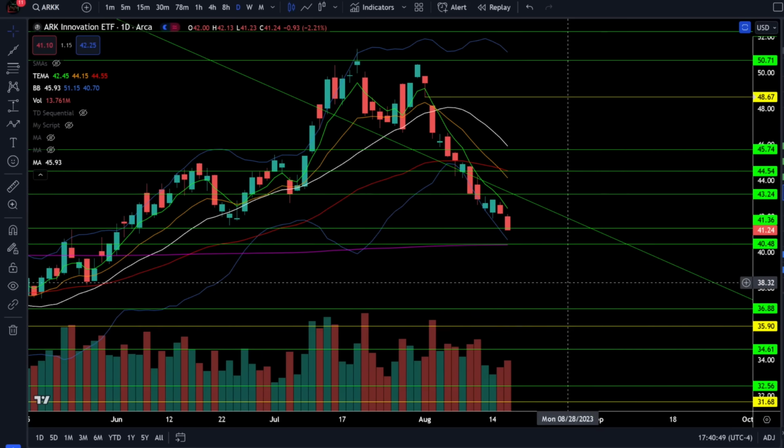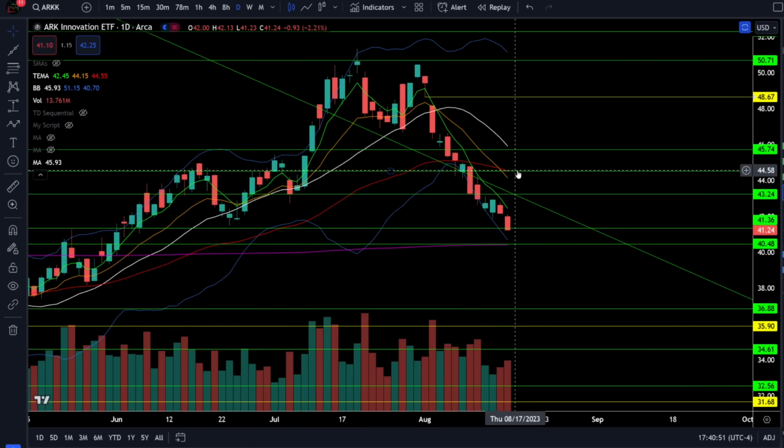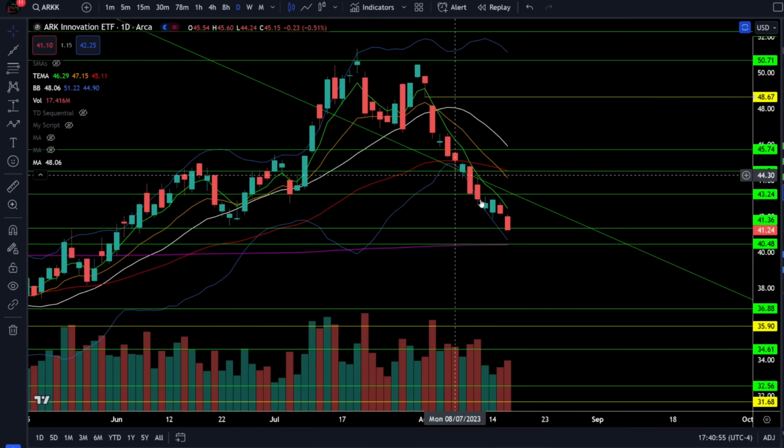We're not getting bullish in ARK until we can break back over 44.5 and prove that we're out of the bear market once and for all and reverse this current downtrend.